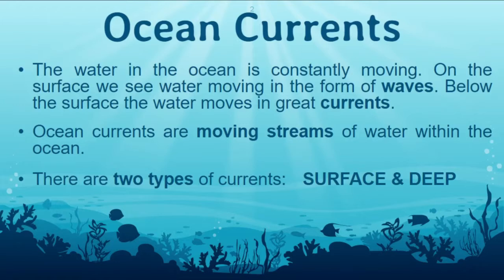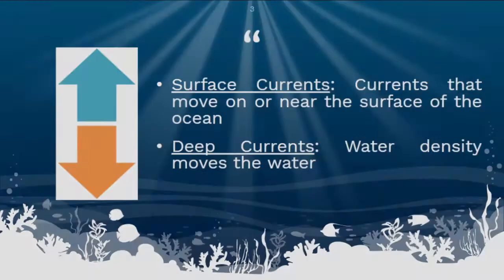First, we're going to talk about ocean currents. So the water in the ocean is constantly moving. We know this. You can't even look at a bay like the Chesapeake Bay and not see some movement. On the surface, we see water moving in the form of waves, but below the ocean surface, water molecules move as great currents. Ocean currents are moving streams of water within the ocean, and there are two types.